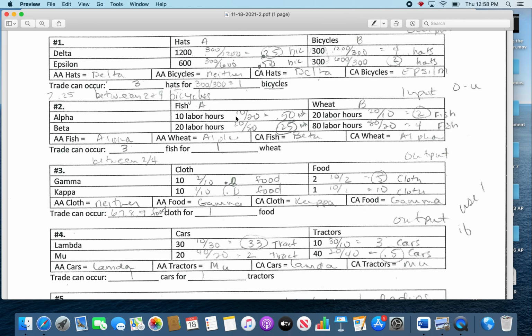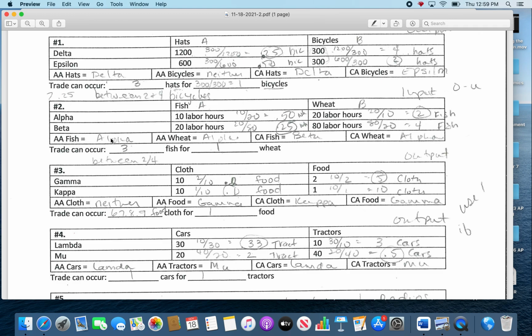So the opportunity cost to produce fish, we're going to give up half a wheat. The opportunity cost for producing wheat is we give up 2 fish. Beta, they give up 0.25 wheat to produce fish, and to produce wheat, they have to give up 4. And once again, we can see who has the lower opportunity cost. So who has the absolute advantage in fish?